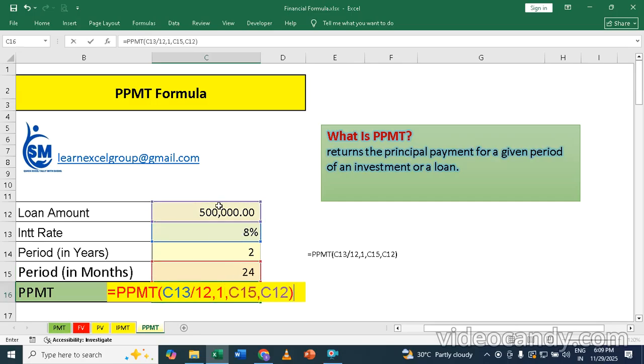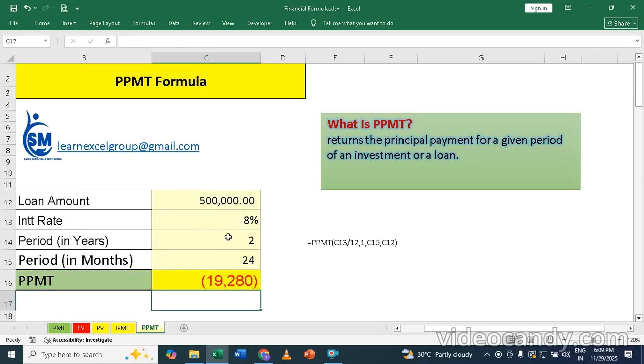Close the brackets, enter. So according to this condition, the principal amount that you have to pay to the bank is 19,280. If I change this, instead of 2, if I type here 3 years, then instead of 24 you have to type here 36 actually. So according to that, the result will change over here.